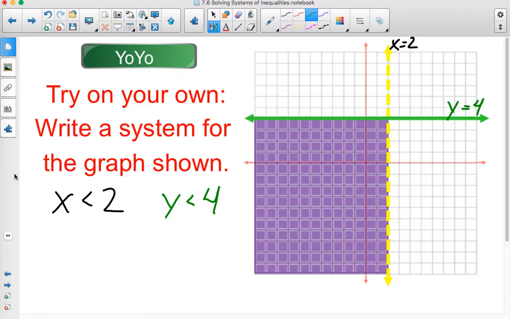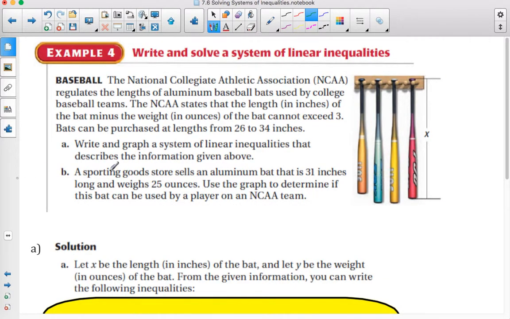Last thing we have left to do is to look at an application. So an application of linear inequalities is the following, and it relates to baseball bat length. The National College Athletic Association, most people know it as NCAA, they regulate the length of aluminum baseball bats used by college baseball teams. The reason they use aluminum bats is because they're more cost effective than wooden ones, which break a lot.